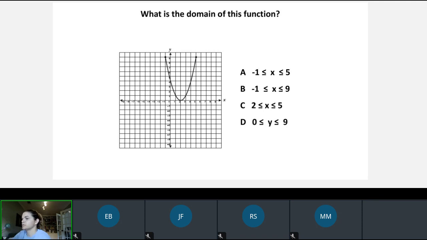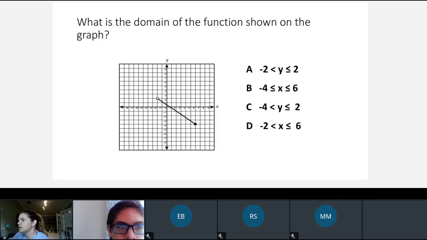That's okay, Richard. So we know it cannot be D because that has a Y in it, and we are wanting domain, which is x values. So let's find our farthest left. It's a closed circle at -1. So that eliminates C. Farthest right is a closed circle at 5. So A is the correct answer. Good job, guys.